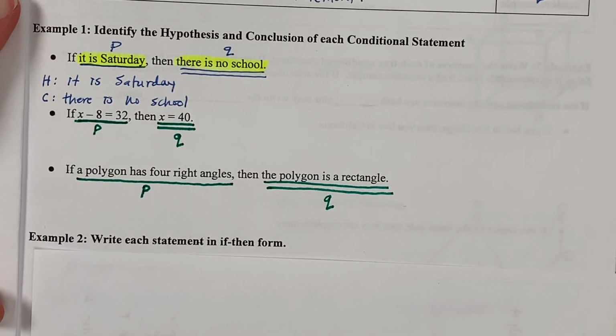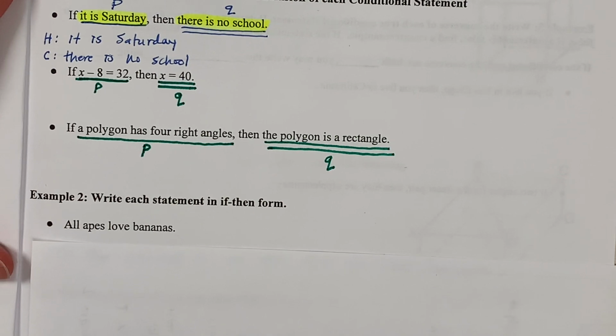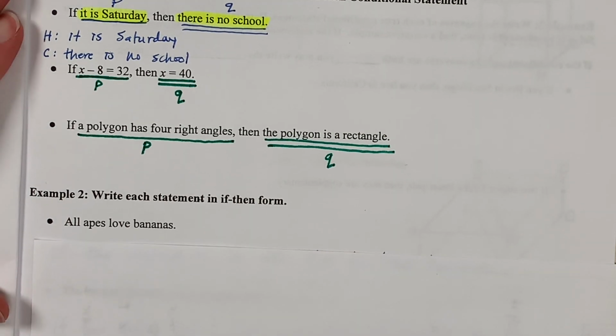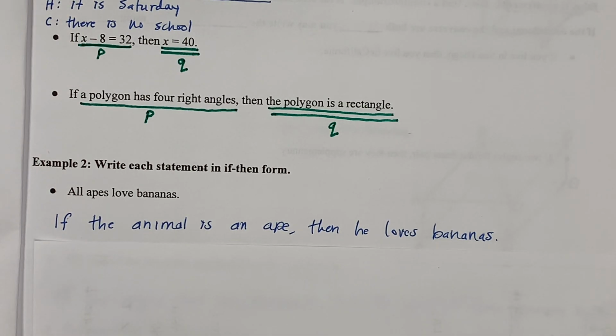All right, so our first problem, all apes love bananas. Now, when we take a statement and we write it as a conditional, we may need to move the words around and add some additional words to get an if-then statement that makes sense. So one example of this, if the animal is an ape, then he loves bananas. I had to add a few words, I had to separate a few words. That's okay.